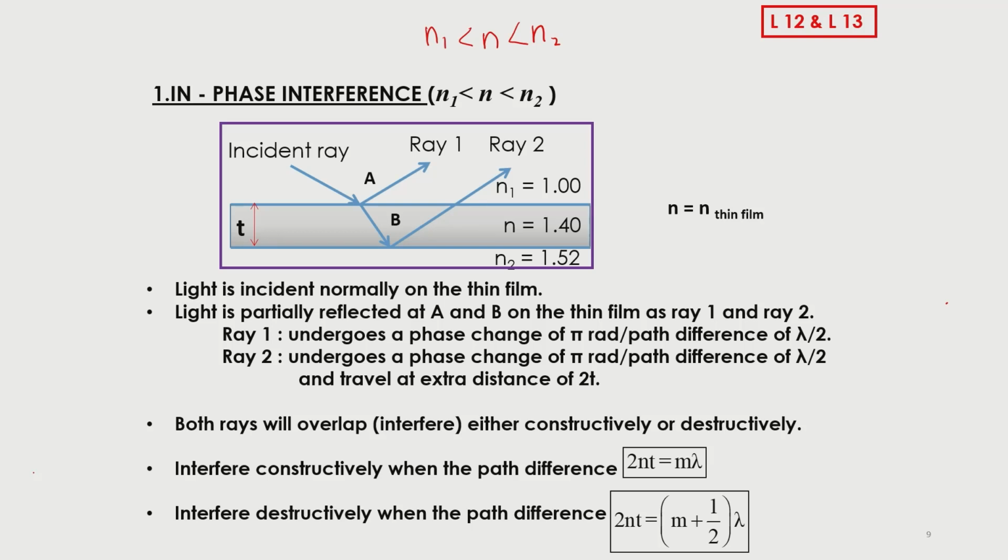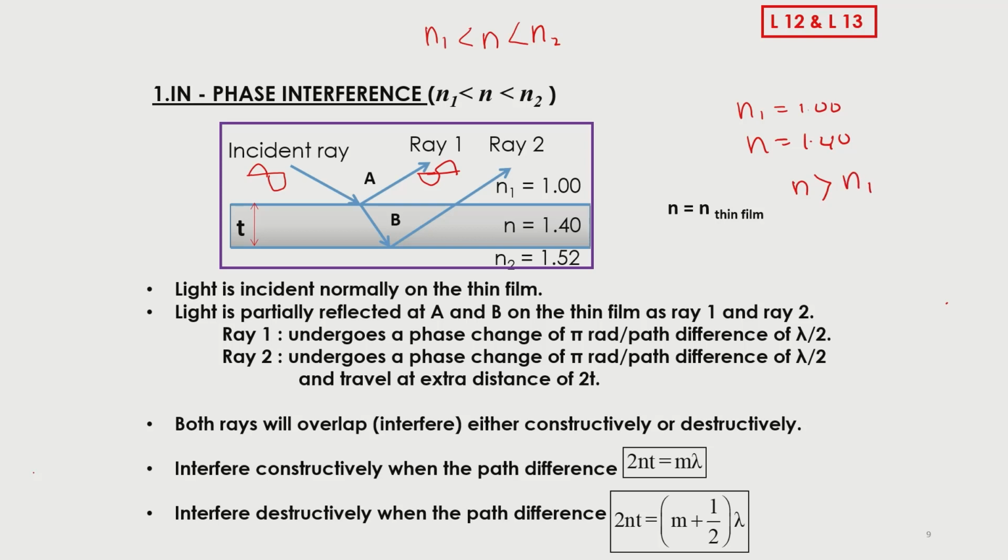For example, if the incident wave is positive, negative, what will happen to ray 1? Will it undergo phase change or not? Yes, it will undergo phase change, so it will become positive, negative. Why does it undergo phase change? Because it reflects from a boundary at which the index of refraction increases. As we know, the refractive index of medium 1 is 1 and the refractive index of the thin film is 1.4, so it increases. That's why the refractive index of the thin film is higher than that of medium 1.